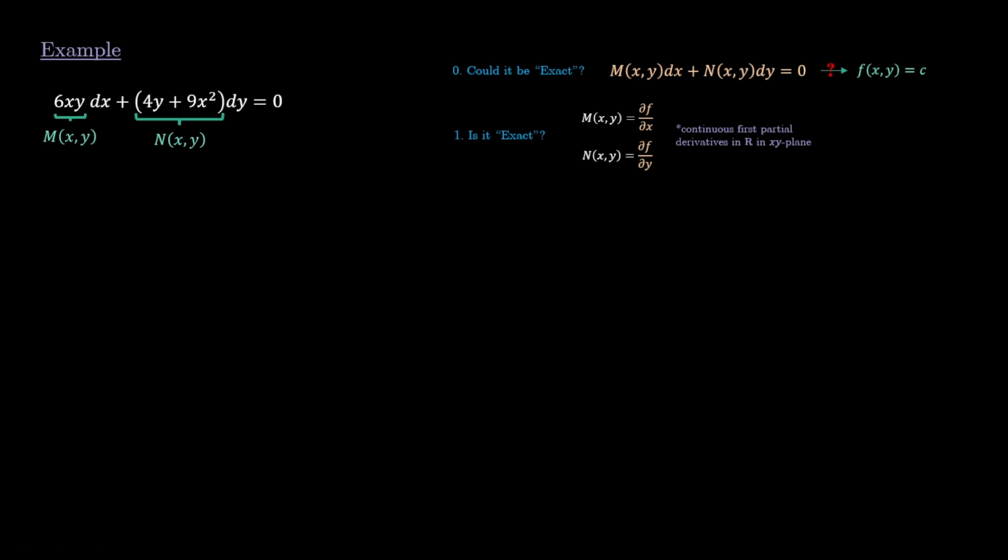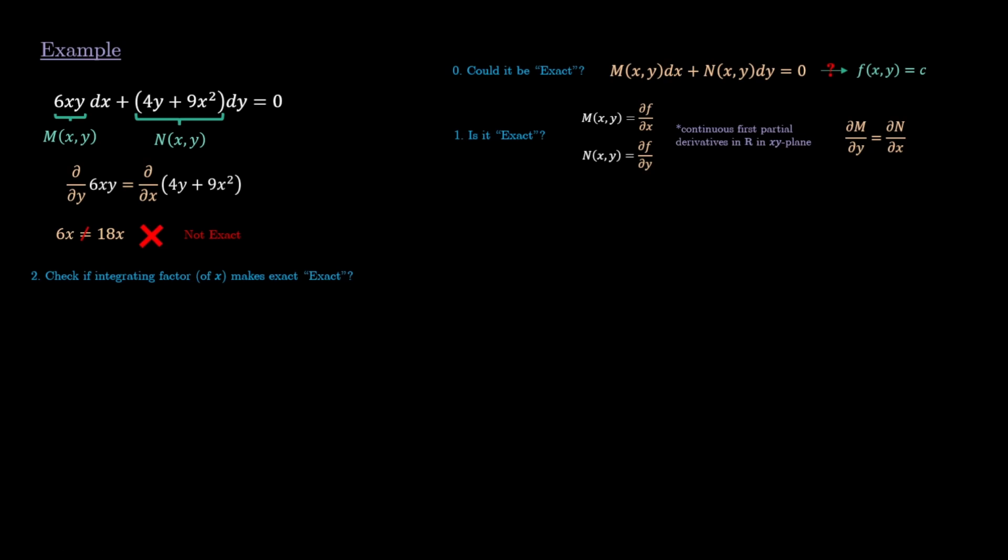So we go ahead and try to evaluate the criteria, dM/dy equals dN/dx. We plug in for M and we plug in for N. Solving this, we get 6x equals 18x, but this equality does not hold true, so we establish that this is not exact. So in order to make it exact, step 2 is to check if the integrating factor of x makes it exact. So we solve for (M_y minus N_x) over N. We get (6x minus 18x) over (4y plus 9x squared). Simplifying, we get this. Now here, we see that we have the x, but we also have the y. So this is not a function of x only.